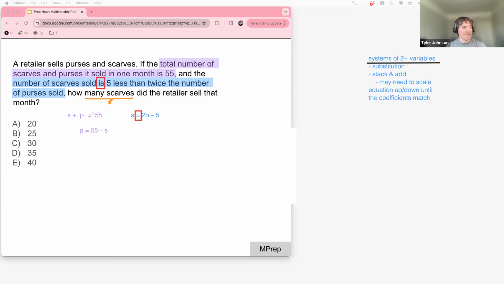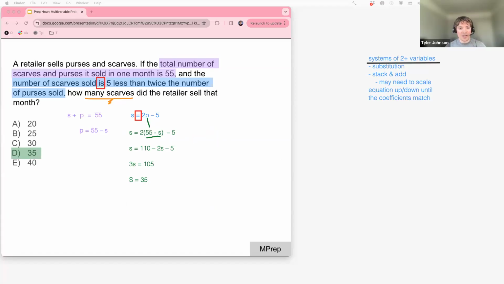So once I've got that first equation solved out for p, now I can replace the p in the second equation with its equivalent value. And then from there, just continue the algebra, and you'll get that S is 35. And that right here, it's more of the substitution approach.